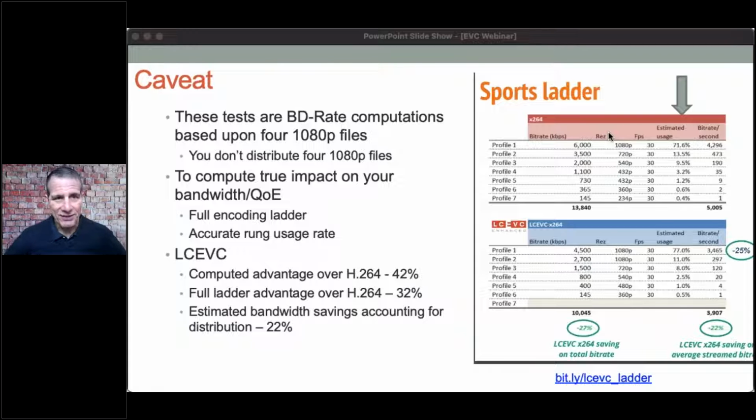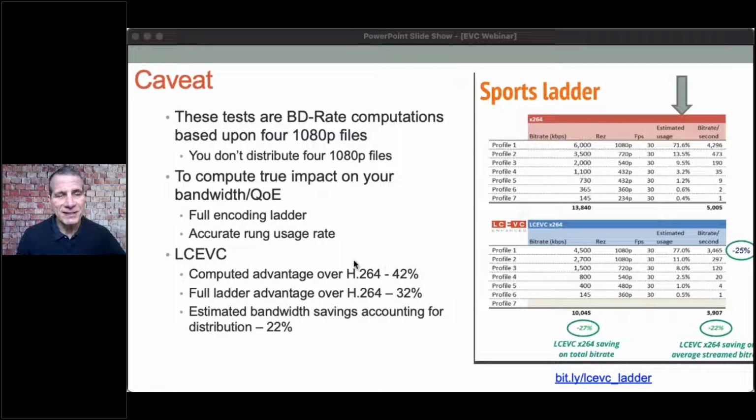Now, a caveat here: all of these tests that we're discussing are BD rate stats, and BD rate stats are computed with four 1080p files of different data rates and different quality levels, and you don't distribute video with four 1080p files. You use an encoding ladder. So if you want to try and compute how these benefits will apply to you, you're going to have to look at a real encoding ladder, and you're going to have to look at real distribution statistics.